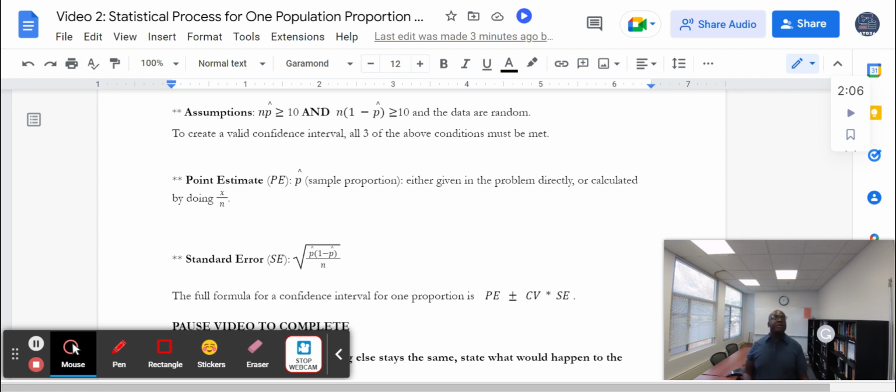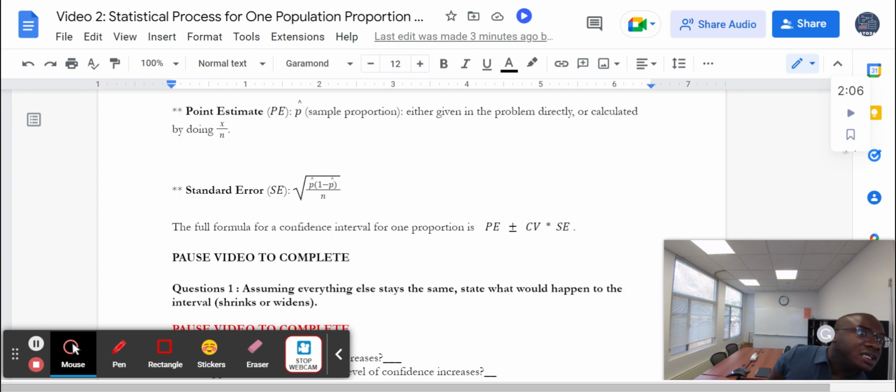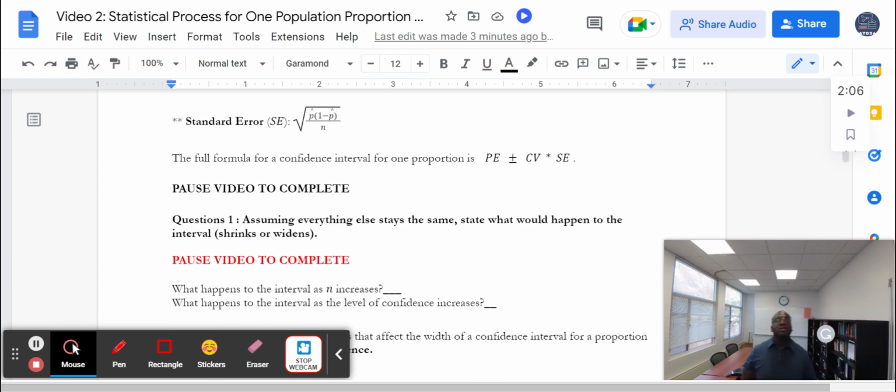Based on your experience, and we should already have had experience with confidence intervals, take a pause and answer these two questions. So ideally, you would have paused the video. You should know what happens to the interval if n increases. What does that even mean? If n increases, that means we get more data. We're fortunate enough to get more data, and again, we're assuming everything else is held constant.